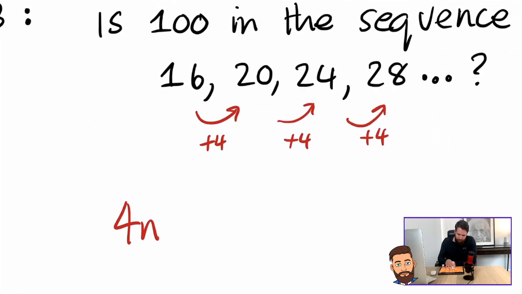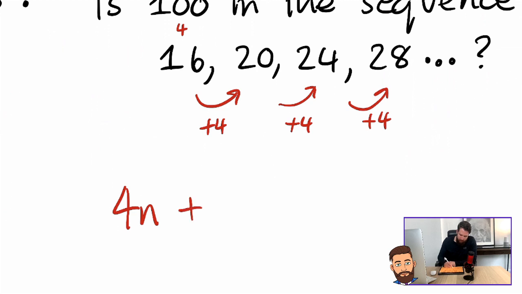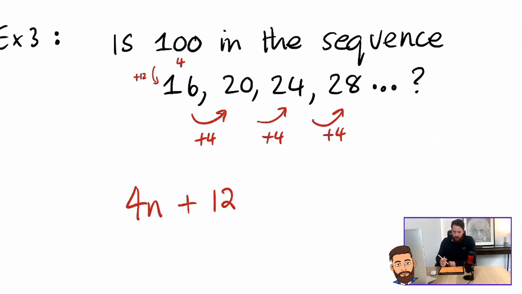Whatever it's going up or down by, you write in front of the n. Then you write the 4 above, so what it's going up by, you write it above the first term. And you ask yourself, how do I get from 4 to 16? I add 12. So my nth term is 4n plus 12. So step 1, we found the nth term. Step 2, we have to make the nth term equal to the number we're trying to find. So we're going to make 4n plus 12 equal to 100.